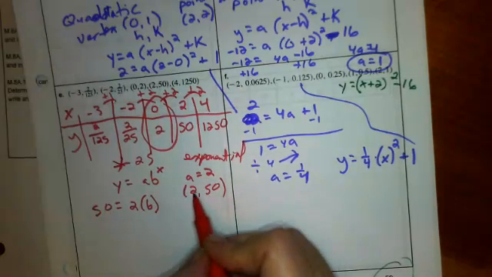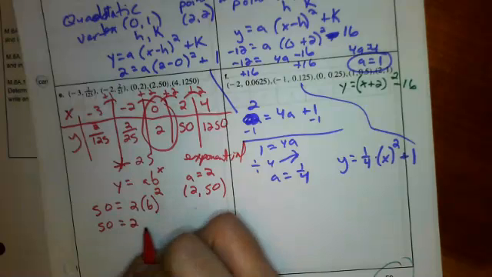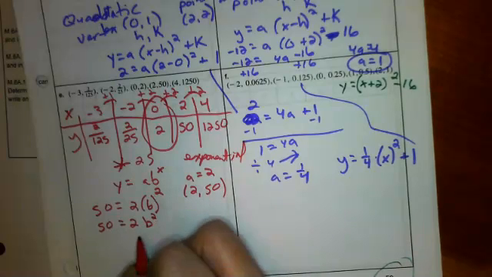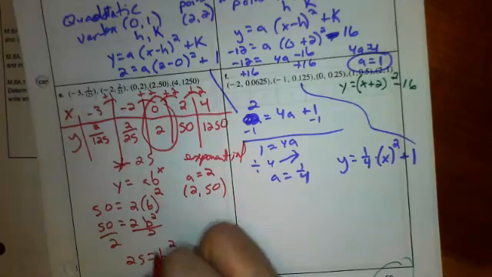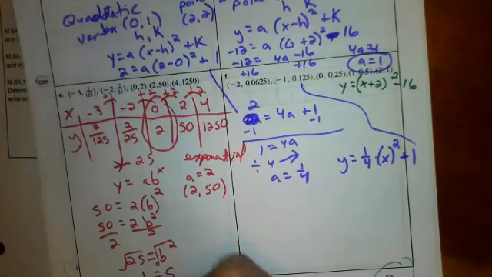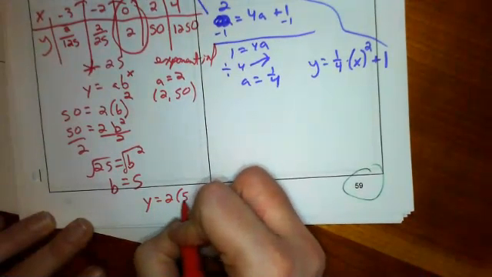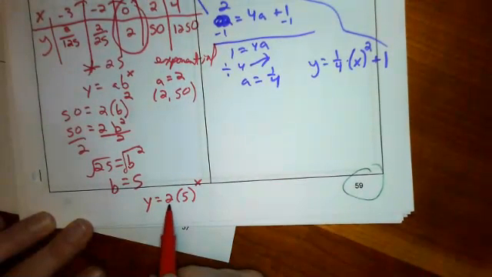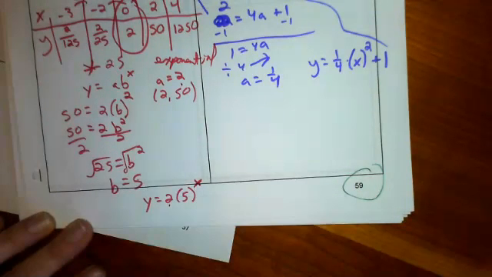And my x here we said was 2. Okay, so that's 50 equals 2 times b squared. Divide by 2. We get 25 equals b squared. And b equals 5. Okay, so now you can go ahead and write this. Y equals 2 times 5 to the x, because 2 is my a, 5 is my b. We've got our x right here.